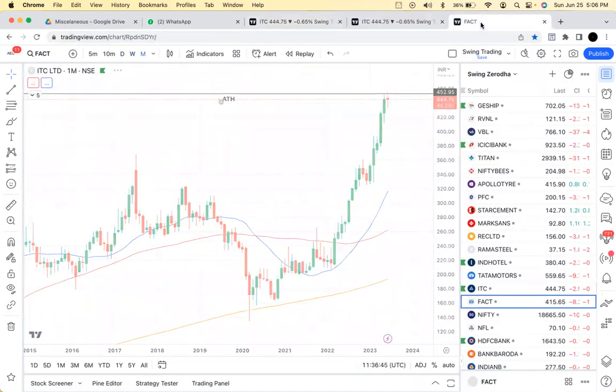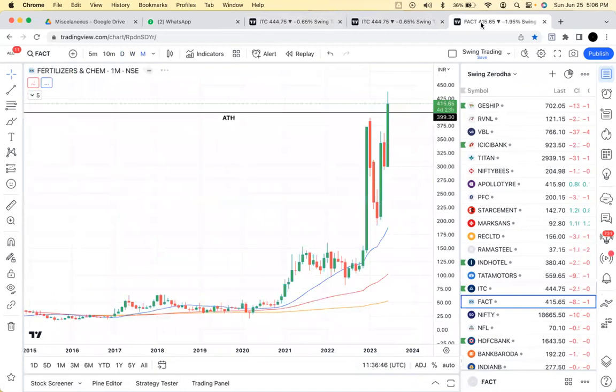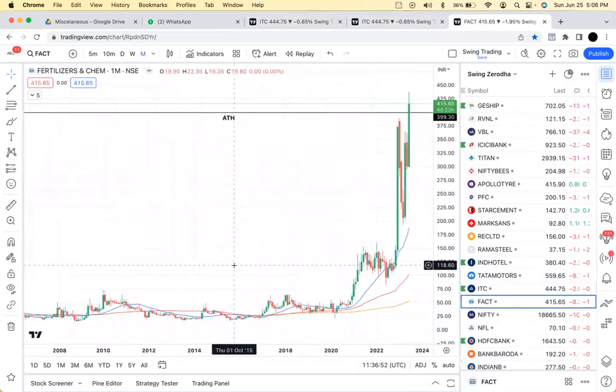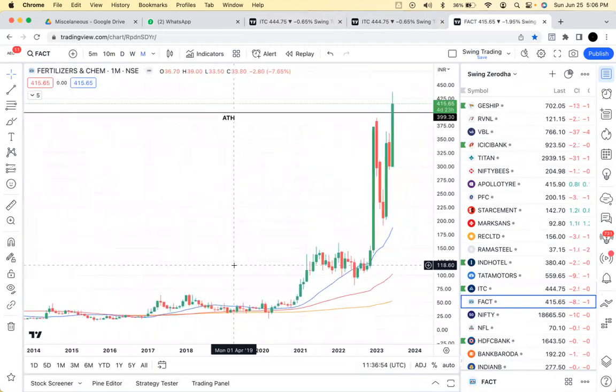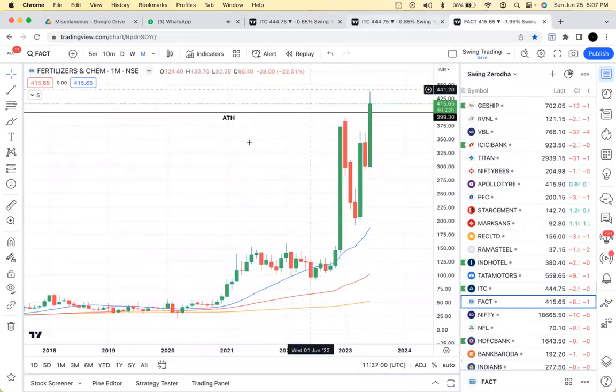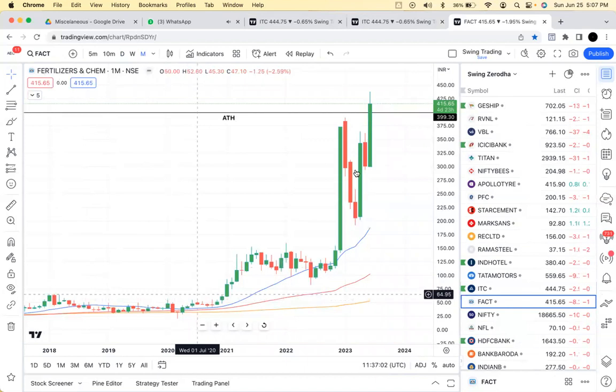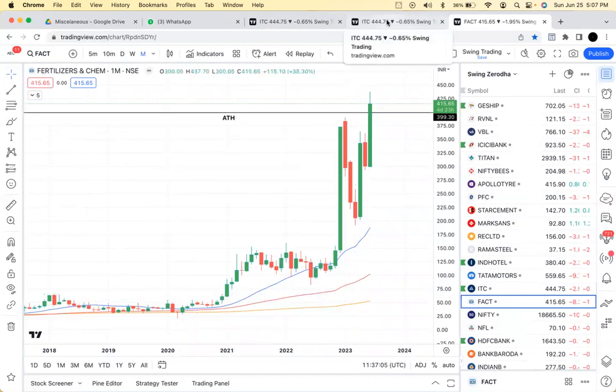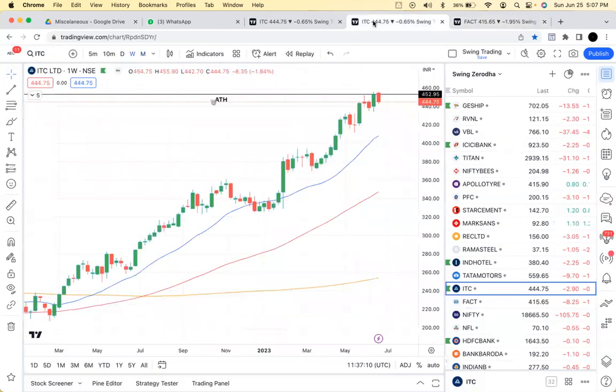All right, now I go to FACT, a fertilizer company. It's good, but it stayed sideways on the monthly chart for a long time. Look at that, years and years, and it finally broke out. Usually after a long time of consolidation, the breakouts are pretty strong. Let's see what happens if this trend continues for FACT.